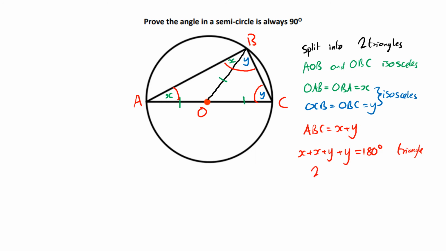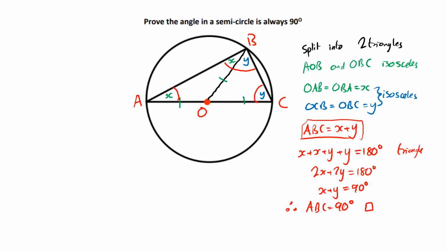So what does that simplify to? 2x plus 2y is 180 degrees. And what could we do with that? We could halve it. x plus y is 90 degrees. And that's what we wanted, because that's what ABC is. So ABC is equal to 90 degrees. Let's put a therefore on it. Let's put a proof square on it. Boom! Circle theorem proved. Right, so you get the idea.